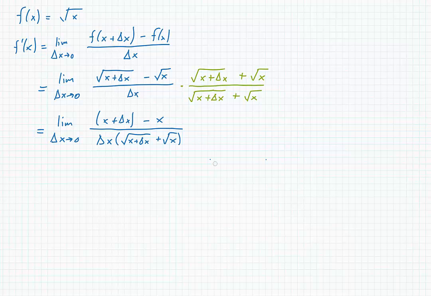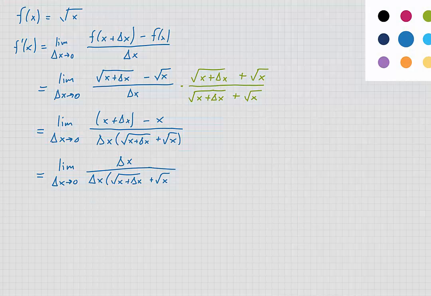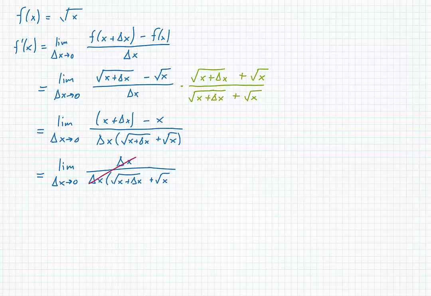Now you may have already started to notice that in the numerator we're going to have a positive x and a negative x. They're going to disappear. So we're going to have the limit as delta x approaches 0 of just delta x divided by delta x times, once again, the square root of x plus delta x plus the square root of x. Those delta x's, top and bottom, are a common factor. We can cancel them. That will leave us with the limit as delta x approaches 0 of 1 over the square root of x plus delta x plus the square root of x.